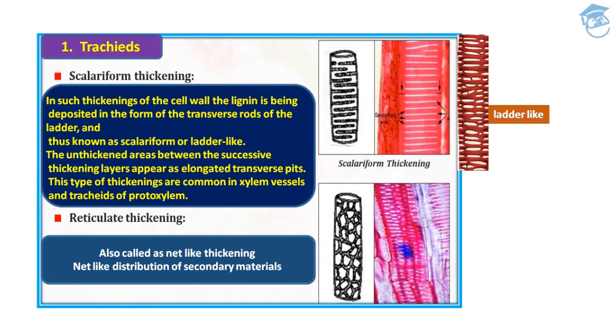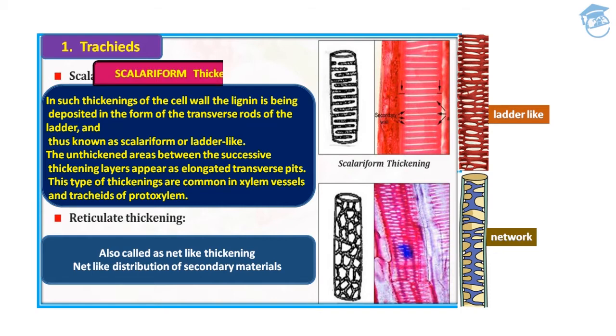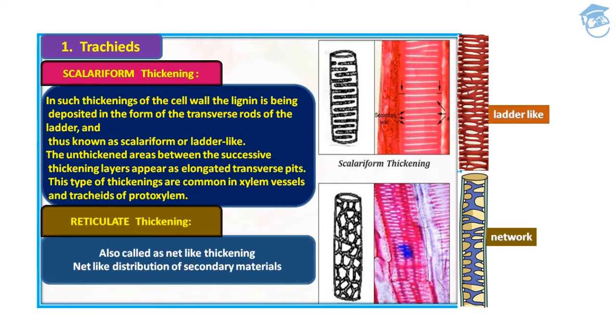Then comes the fourth type of thickening, which is called reticulate thickening, also called net-like thickening. It is a net-like distribution of secondary material, just like this. It forms a network, in which the secondary thickenings are irregular and appear in the form of a network. So this is scalariform thickening and this is reticulate thickening.